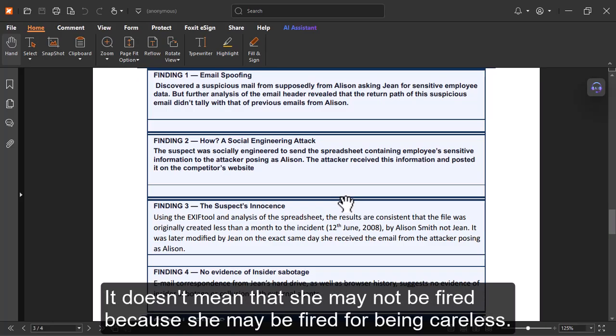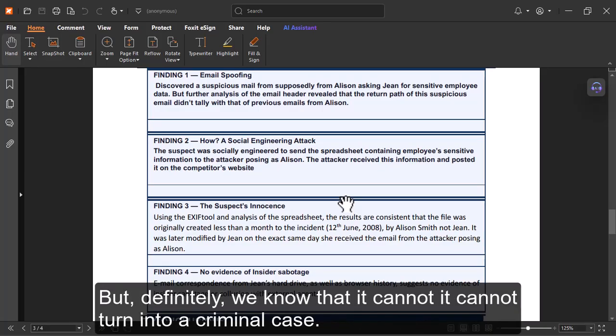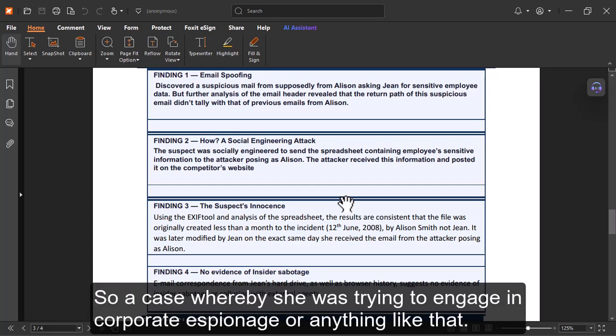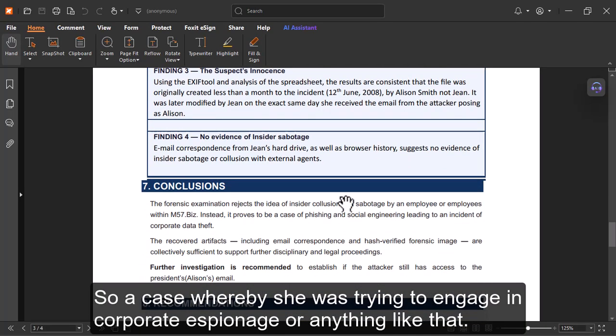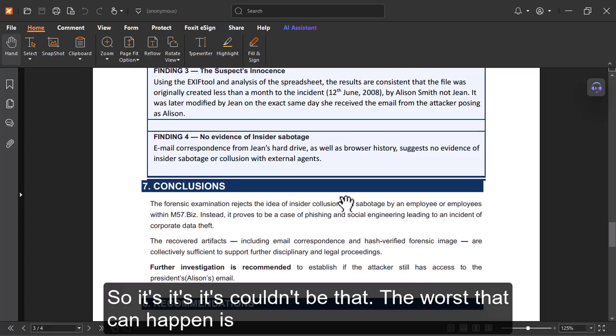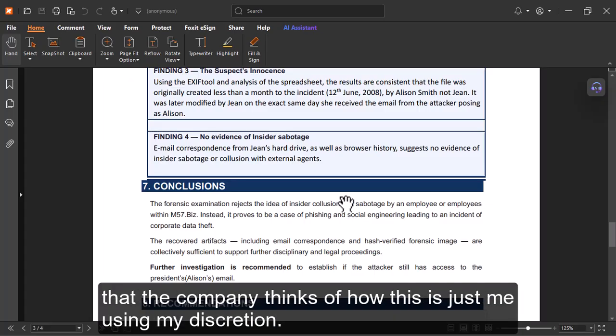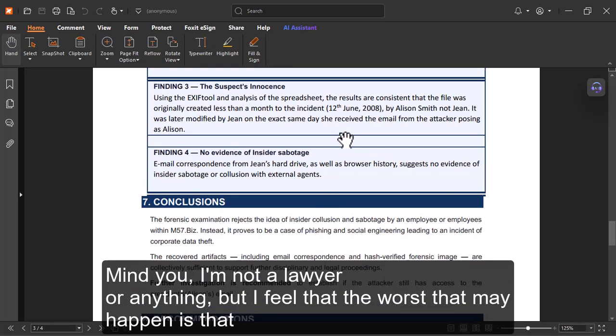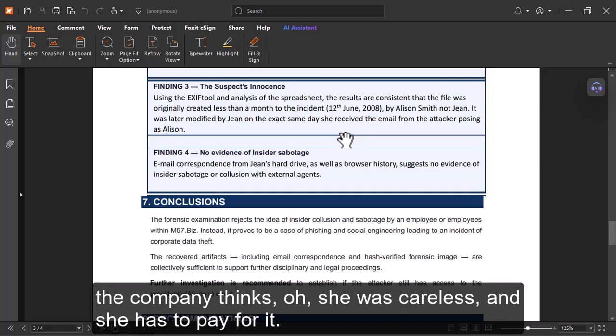Doesn't mean that she may not be fired, because she may be fired for being careless, but definitely we know that it cannot turn into a criminal case, a case whereby she was trying to engage in corporate espionage or anything like that. So it couldn't be that. The worst that can happen is that the company thinks of her. This is just me using my discretion, mind you. I'm not a lawyer or anything, but I feel that the worst that may happen is that the company thinks, oh, she was careless and she has to pay for it.